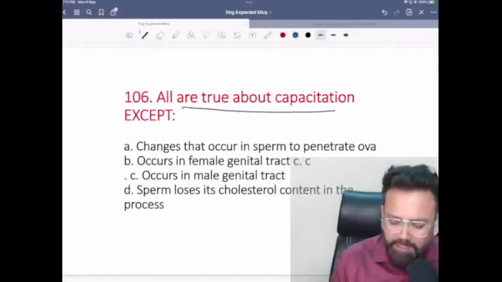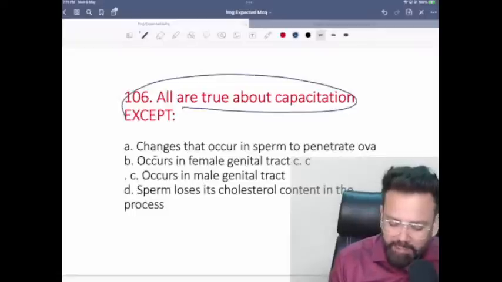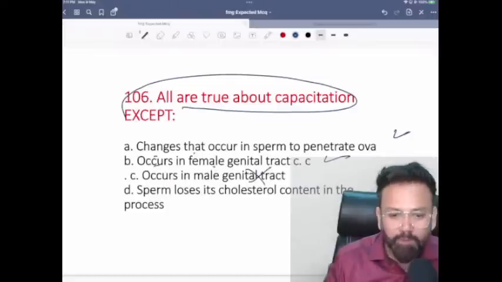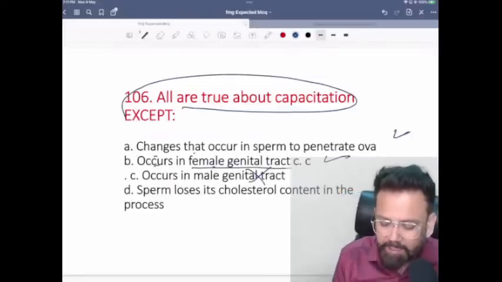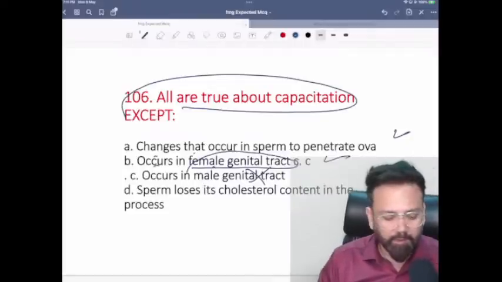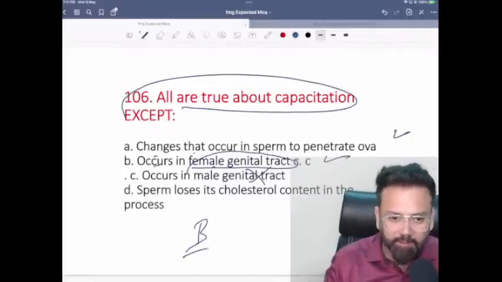True about capacitation are all except. Change that occurs in sperm to penetrate ova? Yes. Occurs in female genital tract? Yes. Occurs in male? No. It happens after ejaculation when sperm goes into the female genital tract. Okay, so the wrong answer is B.